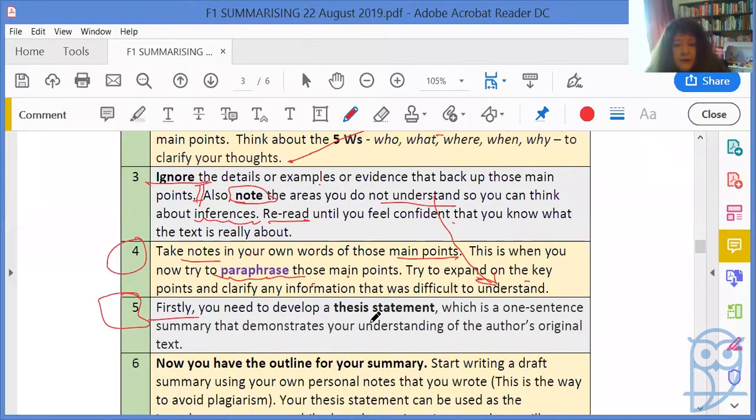Firstly, you need to develop a thesis statement. What on earth does that mean? It's just a 1-sentence summary that demonstrates your understanding of the author's original text. Okay, so that can be quite tricky, but if you've actually understood it, it will be very easy for you.